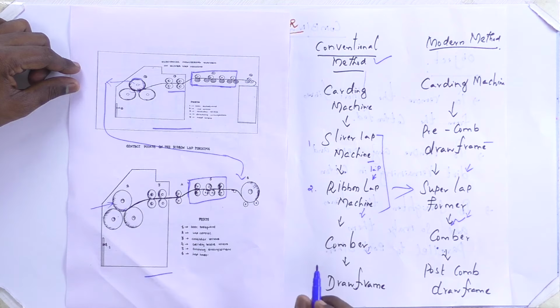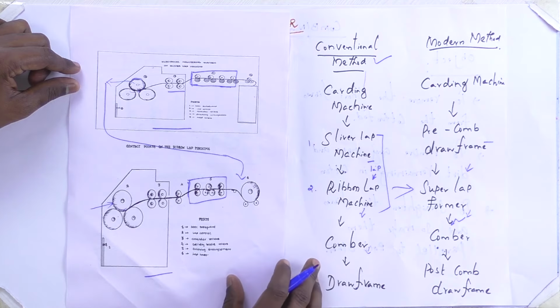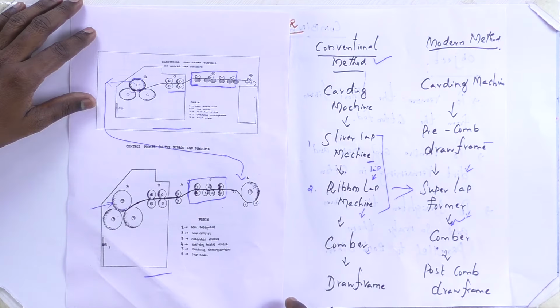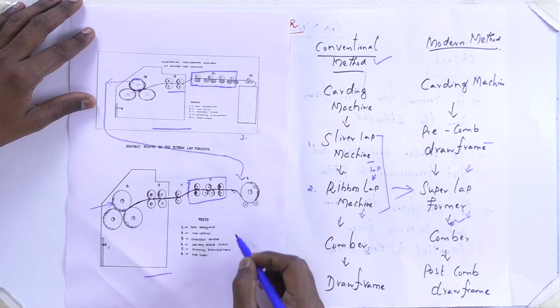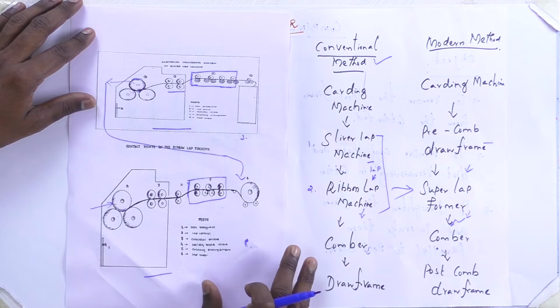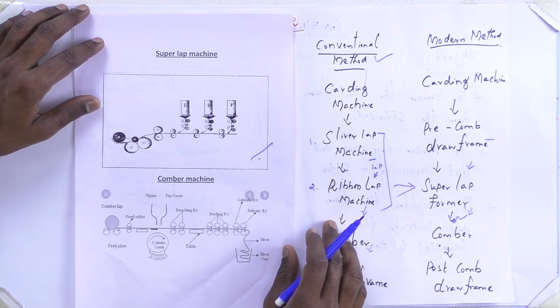This ribbon lap may be the feed material for the comber. Instead of using these two machines, in order to reduce the time and get more production, instead of using sliver lap and ribbon lap, we can use only one machine, that is called the super lap machine. This is a super lap machine.